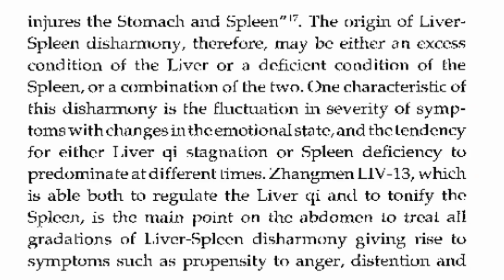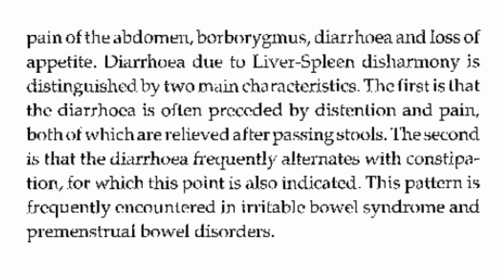One characteristic of this disharmony is the fluctuation in severity of symptoms with changes in the emotional state, and the tendency for either liver qi stagnation or spleen deficiency to predominate at different times. Liver 13, which is able both to regulate liver qi and to tonify the spleen, is the main point on the abdomen to treat all gradations of liver-spleen disharmony, giving rise to symptoms such as propensity to anger, distension and pain of the abdomen, borborygmus, diarrhea, and loss of appetite.